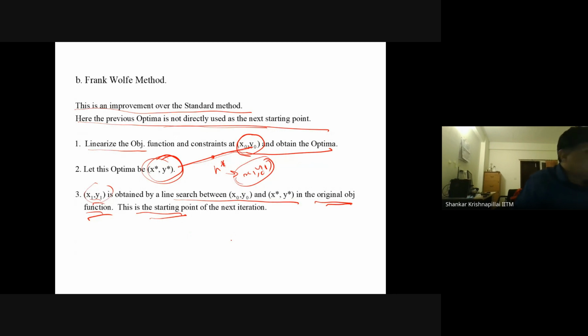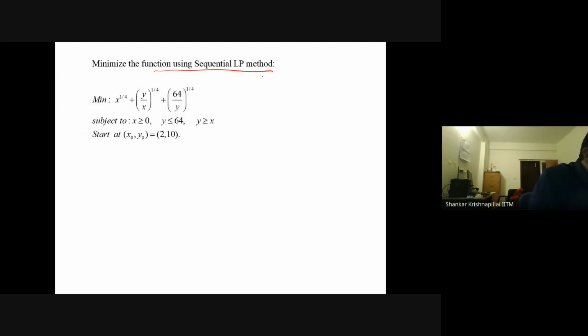Minimize this objective function using the sequential linear programming method. One complicated objective function is given. For the exam, this type of function will not be asked. Some simpler functions will be asked, like a quadratic or cubic equation. This is taken from a textbook. Subject to the constraints: x is greater than 0, y is less than 24, and y is greater than or equal to x. The starting point is given, that is (2, 10). Here all the constraints are linear, so there are no non-linear constraints.